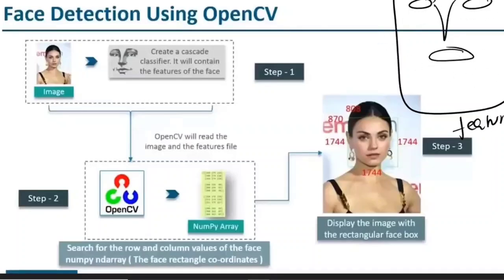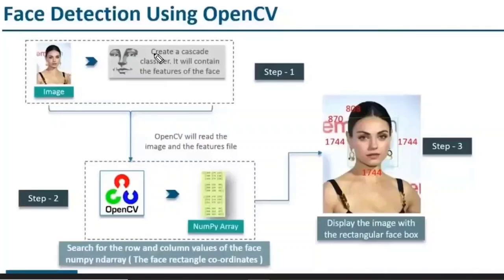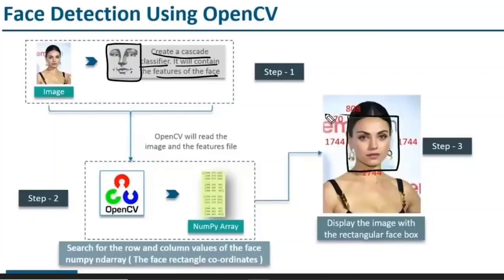So first I'm going to create a cascade classifier. It will contain the features of the face. Now what you are going to do is match, in the given image, whether these types of features are available or not. If they are available, you are going to identify where they are available. If they are not available, you are not going to identify anything. Simple. You are just doing the matching.